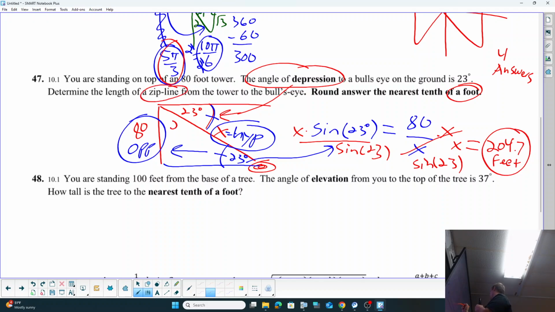That's the zip line. That's a long zip line. I wish I had that zip line. That would be so much fun.